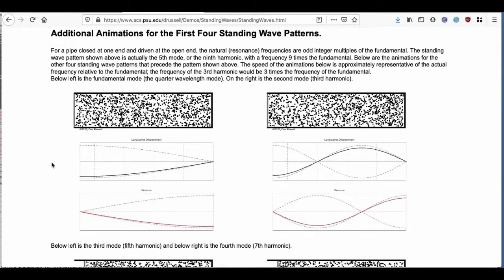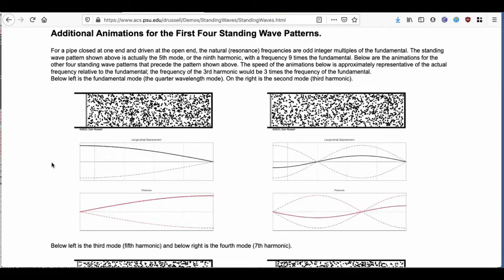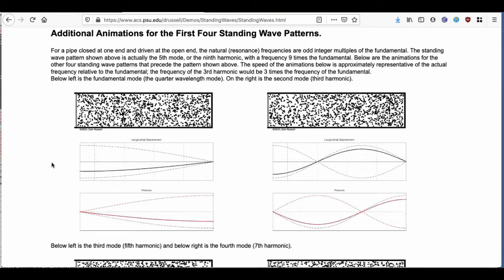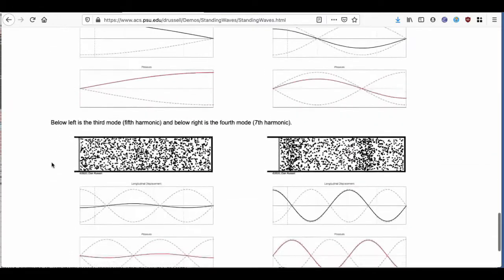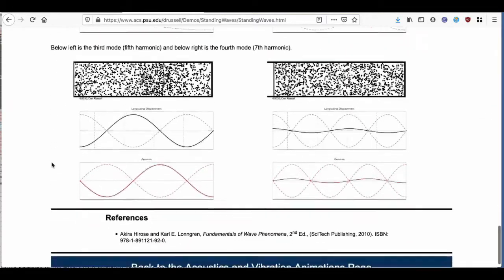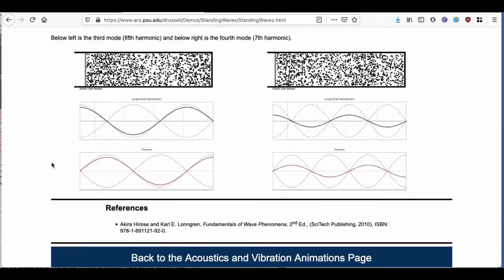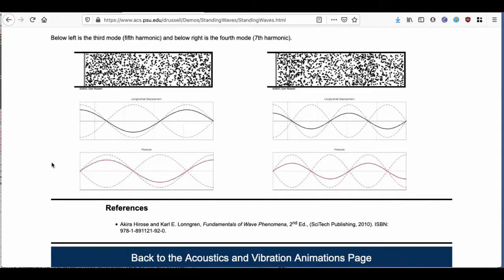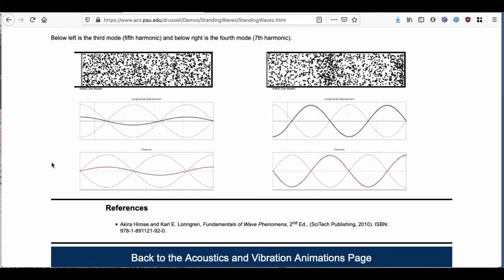On the top left, you see the lowest possible frequency, the fundamental frequency standing wave pattern for a pipe which is closed on the right and open on the left. So you can see a quarter wave fits in the top left case, then 3/4 of a wave fits in the top right case, and then as we go down, in this case 5/4 of a wave fit, and in the bottom right case 7/4 of a wave fit.